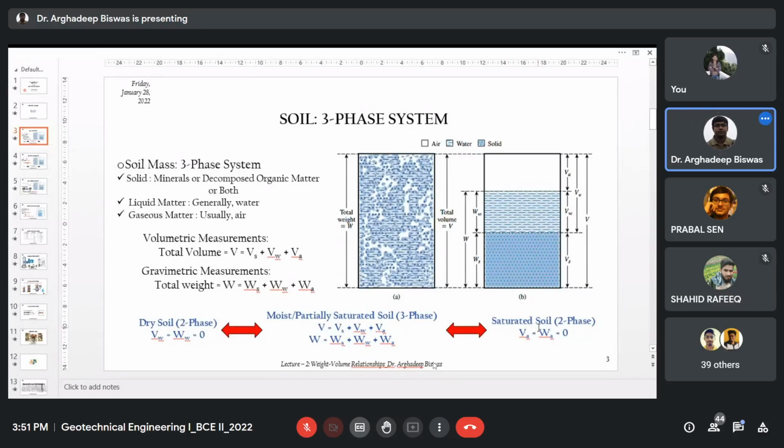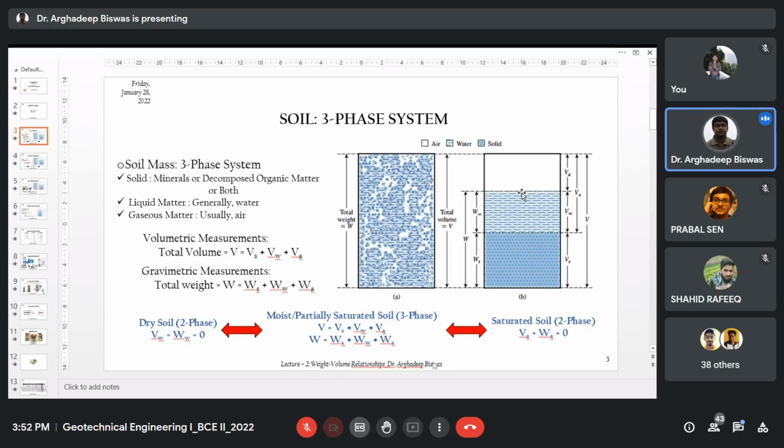Saturated means something is filled up completely with something. Here, the first something is the void space, which will be filled up with the second something, that is the water. The void space means the space within that volume other than the solid particles, the solid volume. If that entire void space can be filled up with water, then in that case we will say the soil is saturated with water.